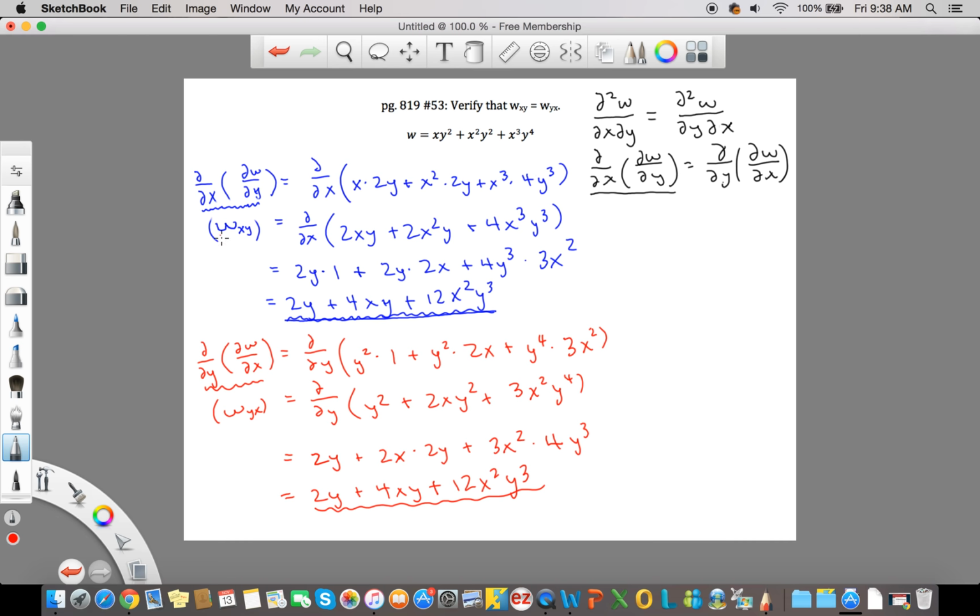And this is just verifying that this right here is equal to this right here. So that's what we're verifying. We want to verify that the mixed derivative with respect to x and then y first is the same thing as the mixed derivative with respect to y and then x. It's the exact same value.